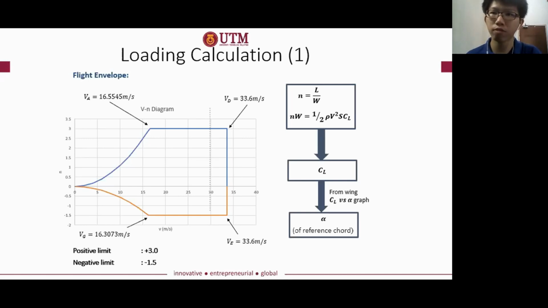Okay, from the load factor, we can simply determine the value of CL by using the equation as shown. Since the assumption was made that the wing was a 2D wing, all the aerodynamic coefficients are obtained based on 2D wing analysis.